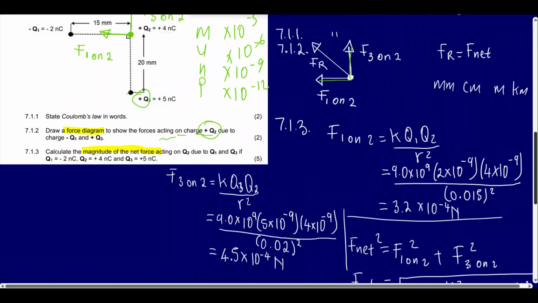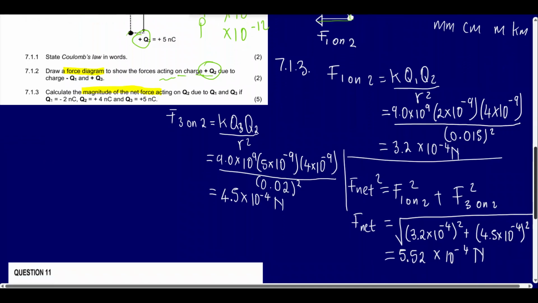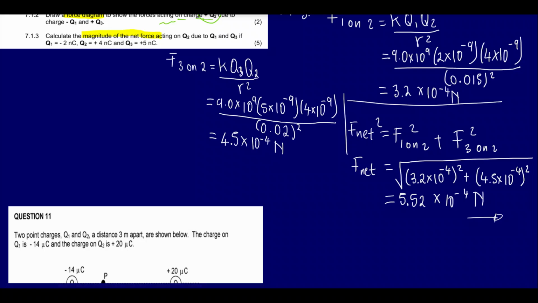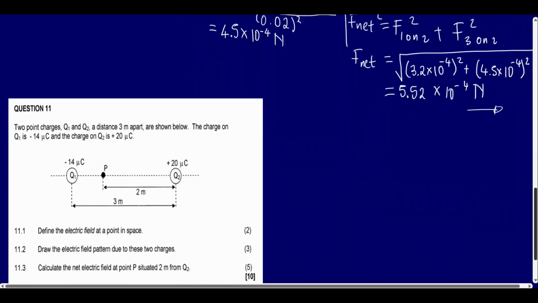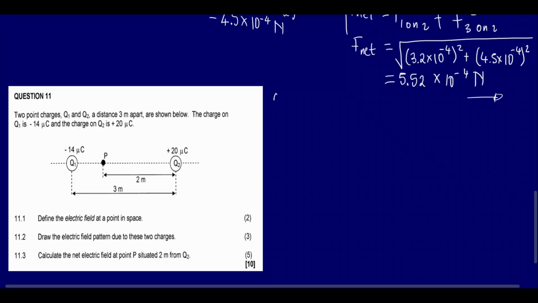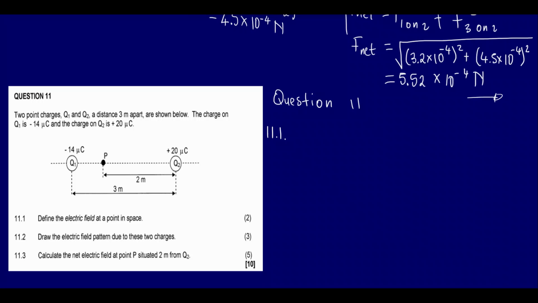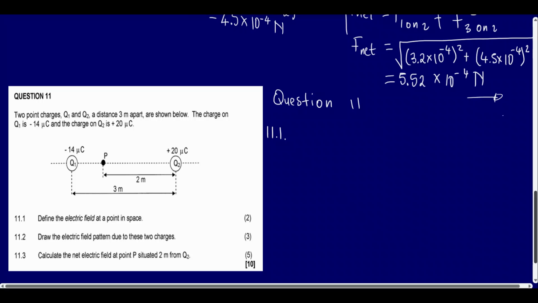Here they're not looking for the direction, but we do know where the direction is going. And if they were looking for the direction, we would look for the angle, right? So I think it's perfectly fine there. We'll leave it here with that one, and we'll quickly move on to question 11. So now let's do question 11, part 11.1.